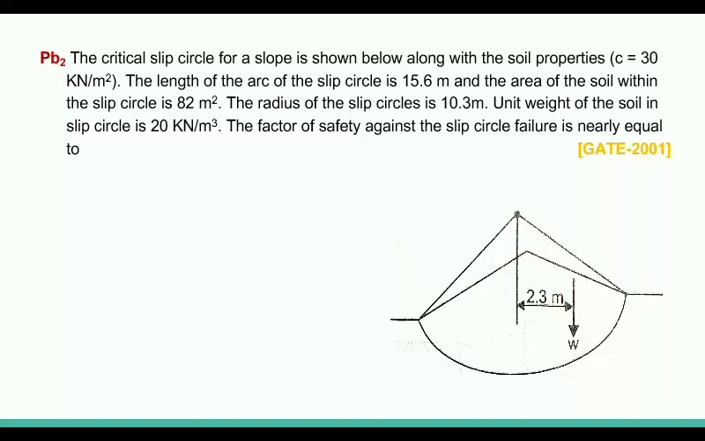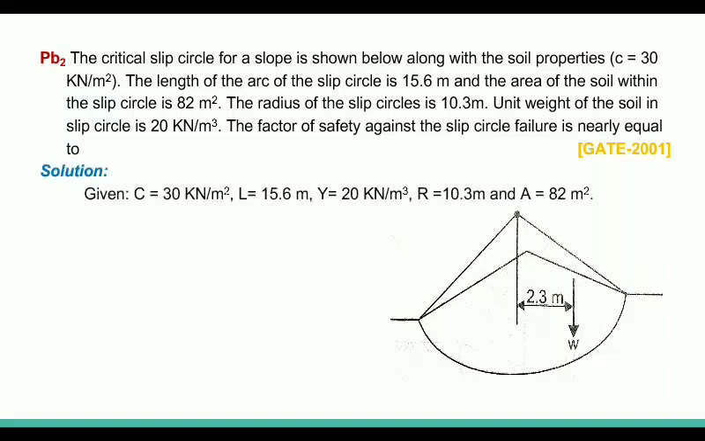The unit weight of soil is given. Now we can calculate the factor of safety. We have L, the length of the slip surface. Gamma, the unit weight, is given as 20. R, the radius of the slip circle, is given as 10.3. A is given as 82.